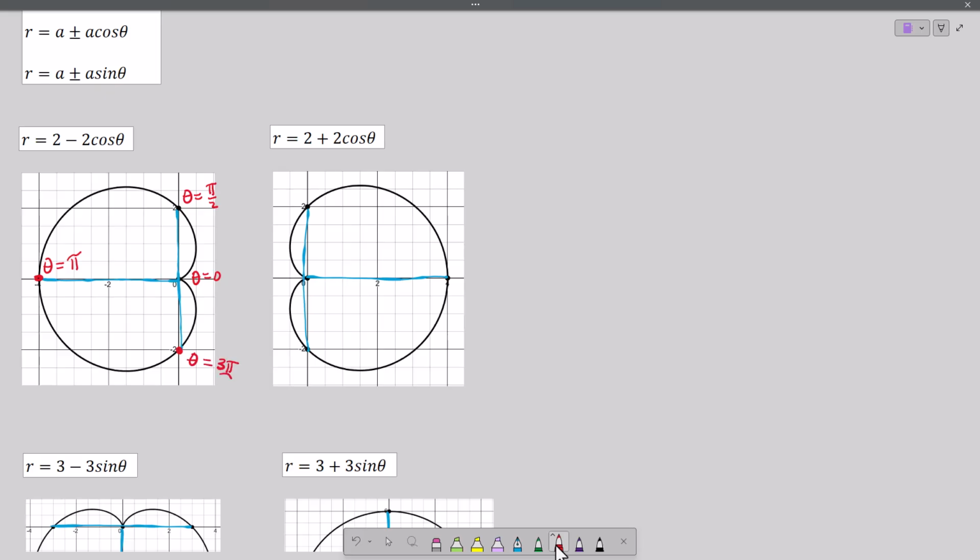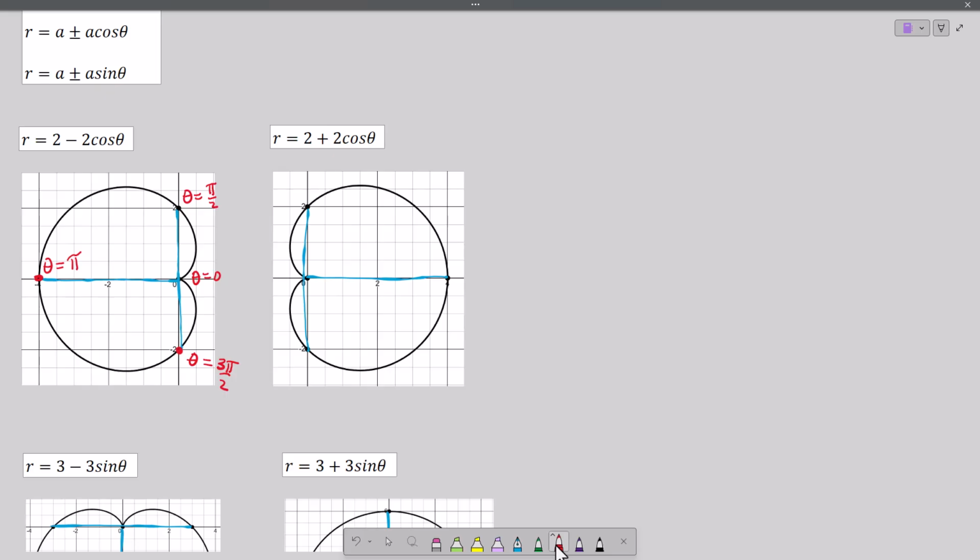And the last point we plug in, 3 pi over 2. So we rotate all the way around to 3 pi over 2. So now in the 3 pi over 2 direction, we're going south. Plug in 3 pi over 2. Cosine of 3 pi over 2 is 0. 2 minus 0 is 2. So that says go 2 units away from the origin in the 3 pi over 2 direction. So that's how we get those 4 points.